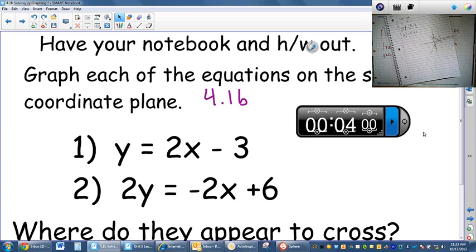Once you graph them, try to figure out where they intersect. What did they do? This is going to be a negative slope here. It should be negative 1 on the left.